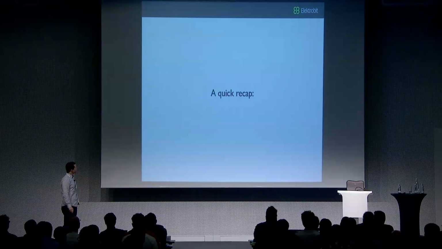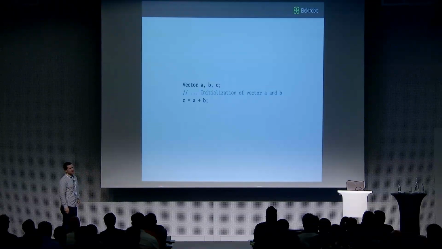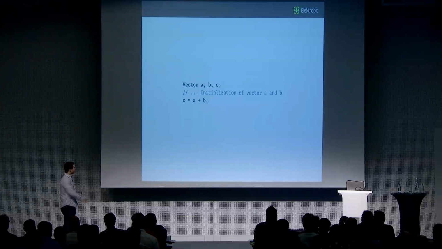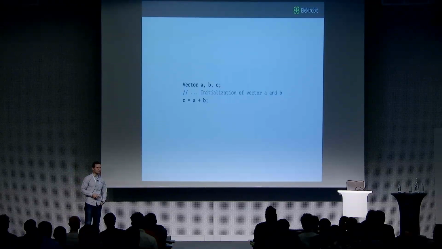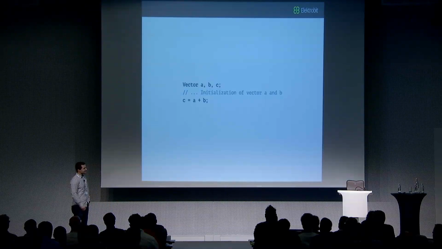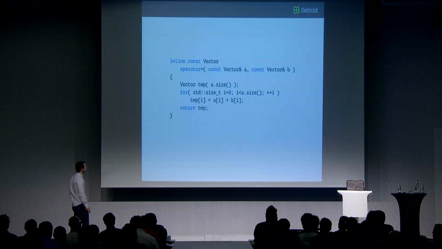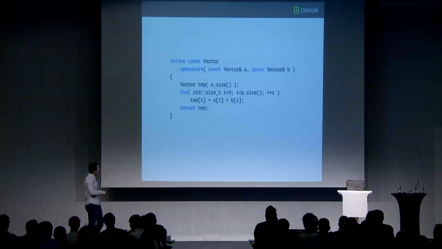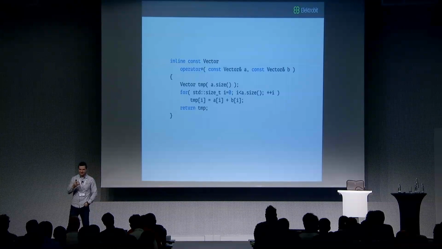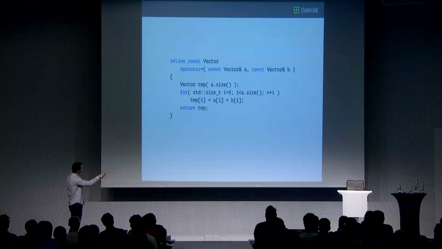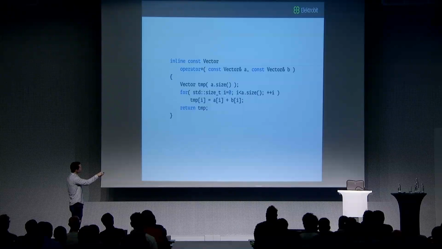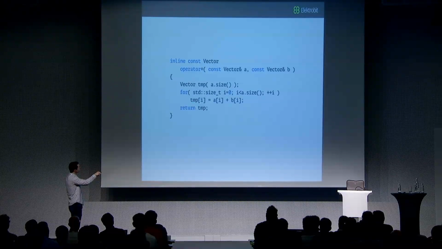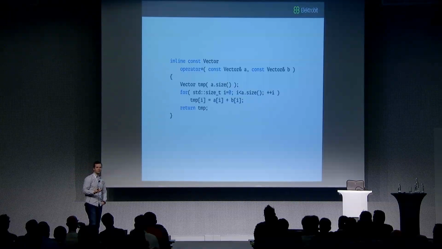So, a quick recap. This is the classical example that you see. You have three vectors, A, B, and C, and you want to compute the vector addition. The classical way to implement this is by overloading the addition operator. You pass vector A and vector B as references. However, this is exactly the problem. You have to create a temporary vector inside this function. The vector is sized accordingly. You have a for loop that traverses the elements of A and B, assuming that they have the same size, of course. You compute the sum of these two vectors, store it in this temporary, and afterwards return the temporary vector.